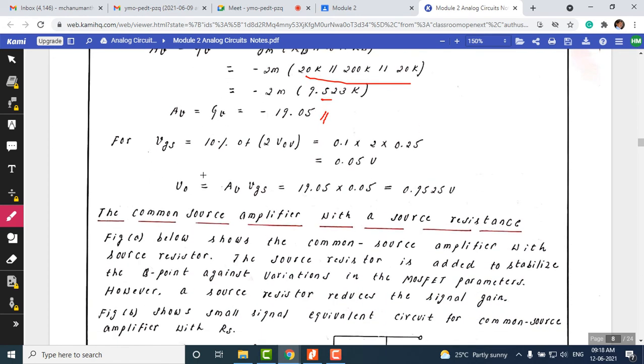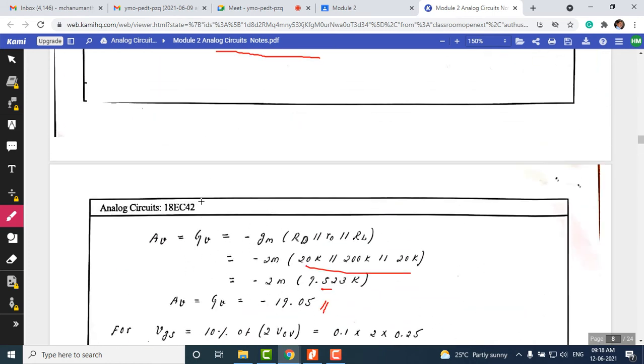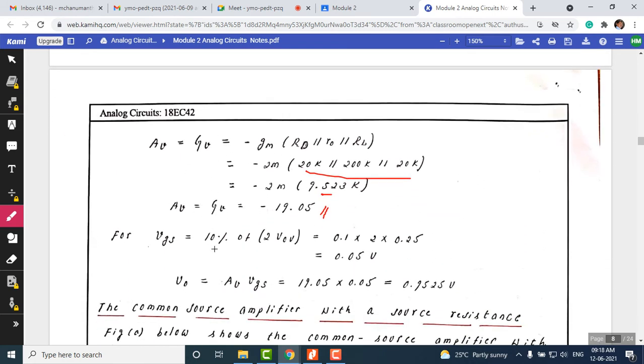Next is the critical part of the problem. To maintain linearity at the input side, they are restricting the input signal to 10% of 2 times the overdrive voltage. The input signal for the amplifier is the gate to source voltage, which is equivalent to 10% of 2 times the overdrive voltage. Let us calculate this value. 10% means 0.1 into 2 times the overdrive voltage, which is 0.25. That gives us 0.05. That means, in order to have linearity in the input and output, the gate source voltage must be 0.05 volts here.